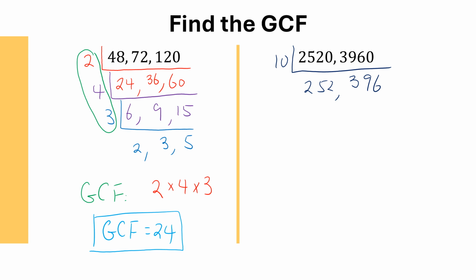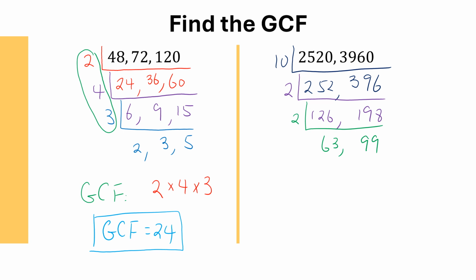So again, since both numbers are even, I know I can divide both of those numbers by 2 evenly. So half of 252 is 126, and half of 396 is 198. So again, both of them are even numbers again, so I can divide that by 2 again. So half of 126 is going to be 63, and half of 198 is 99.